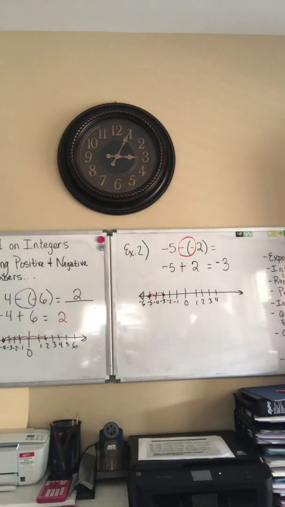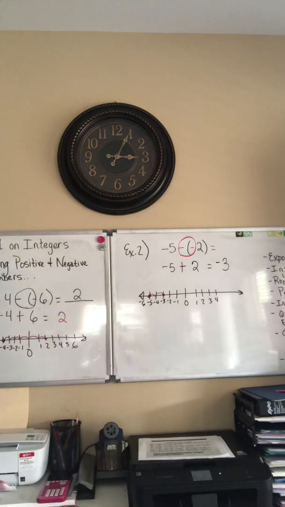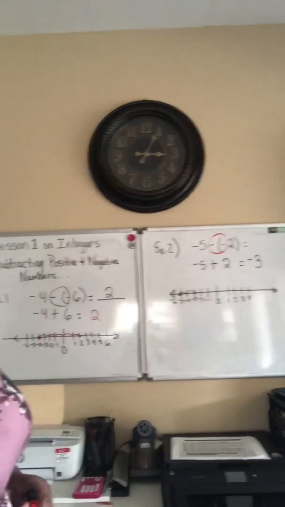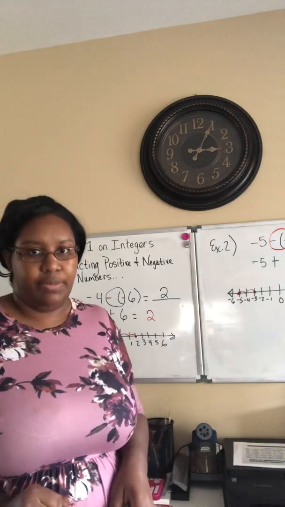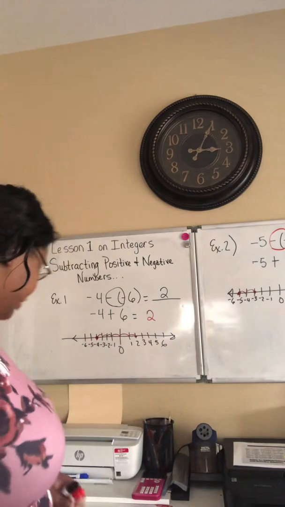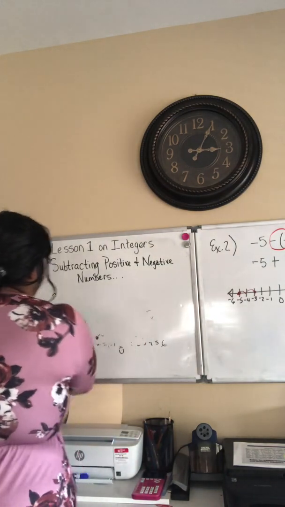Okay. So I want to look at a couple examples of this without putting it on a number line. So we can see how this works without the number line. This is super important. Okay. So let's go back here. We're going to do example 3 next.